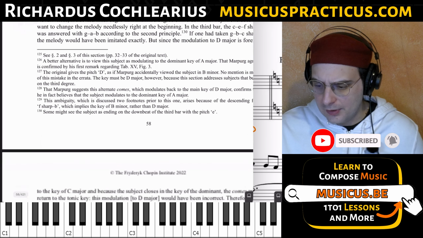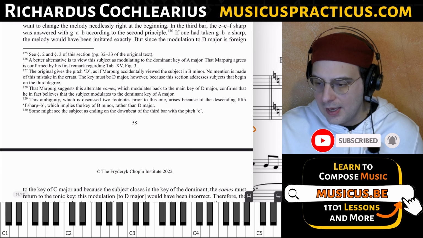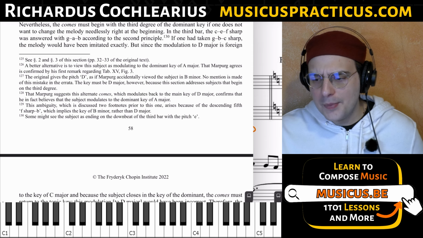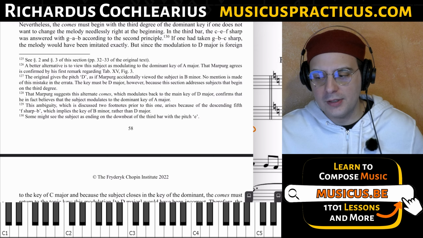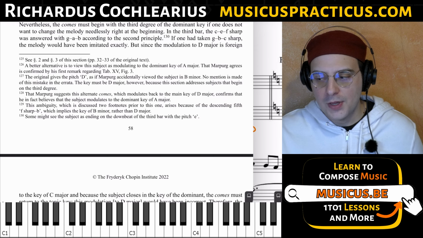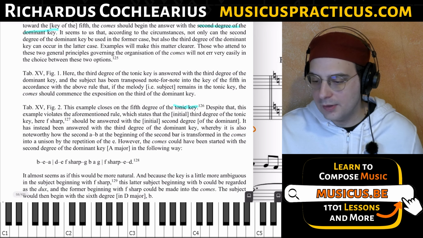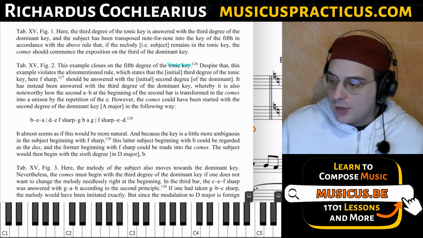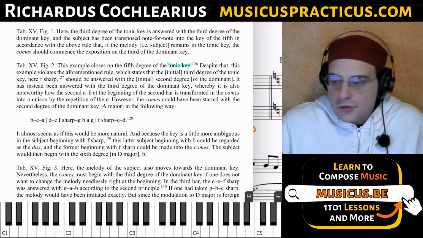Despite that, and there is a point, he says, a better alternative is to view the subject as modulating to the dominant key of A major. That Marpurg agrees is confirmed by his first remark regarding this example, which closes on the fifth degree of the tonic key, so A major. Yes, which is a modulation, of course.